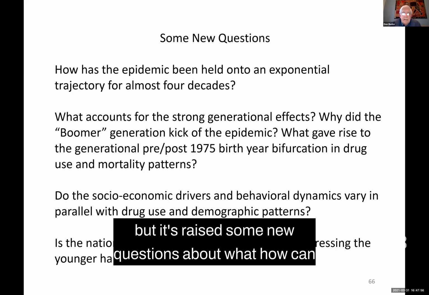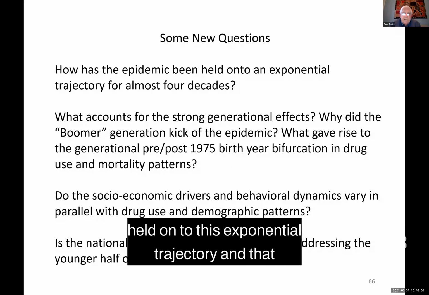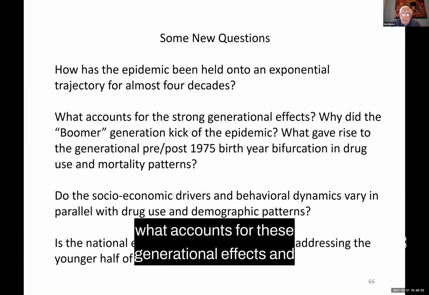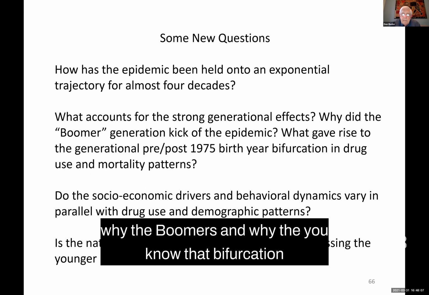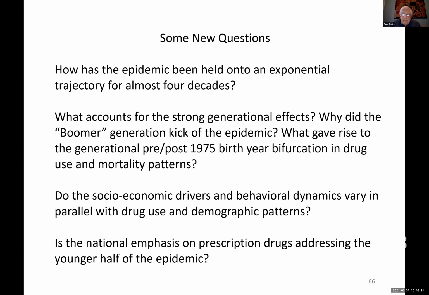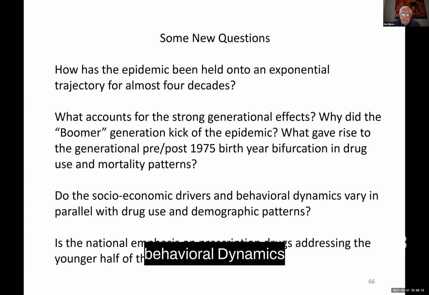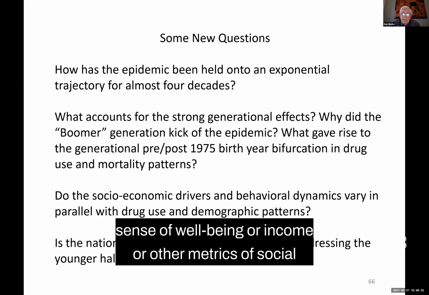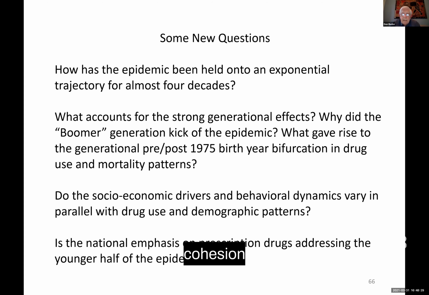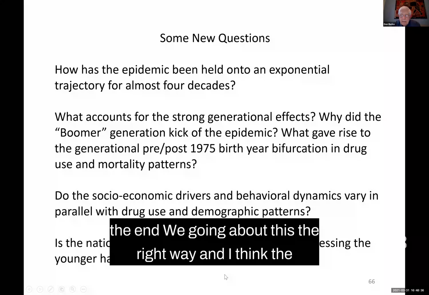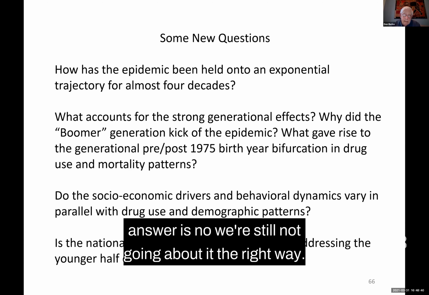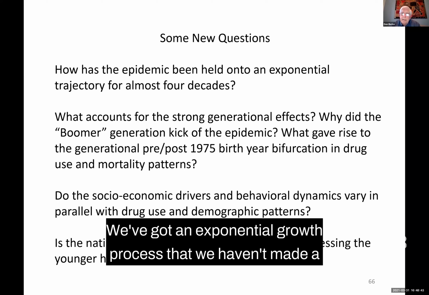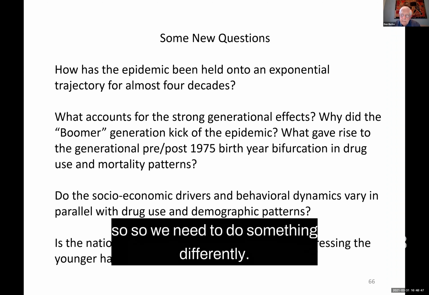But it's raised some new questions about how it can possibly be that we've held on to this exponential trajectory, what accounts for these generational effects, and why the boomers, and why the bifurcation, and what can we say about the socioeconomic drivers and behavioral dynamics? And that's the next thing we're going to start working on: comparing the issues of sense of well-being or income or other metrics of social cohesion as predictors of overdose deaths. And are we going about this the right way? And I think the answer is no, we're still not going about it the right way. We've got an exponential growth process that we haven't made a dent in. So we need to do something differently.